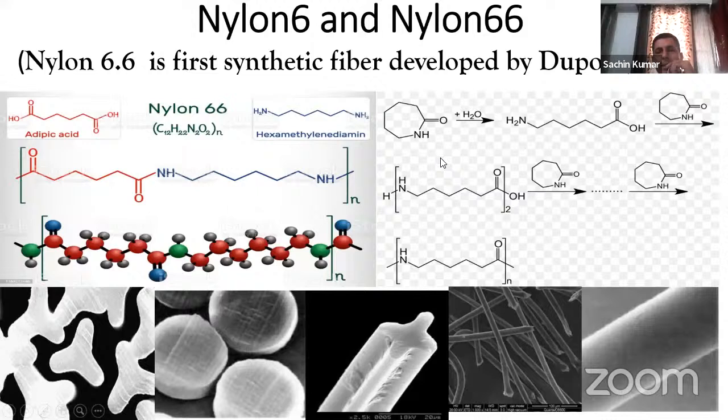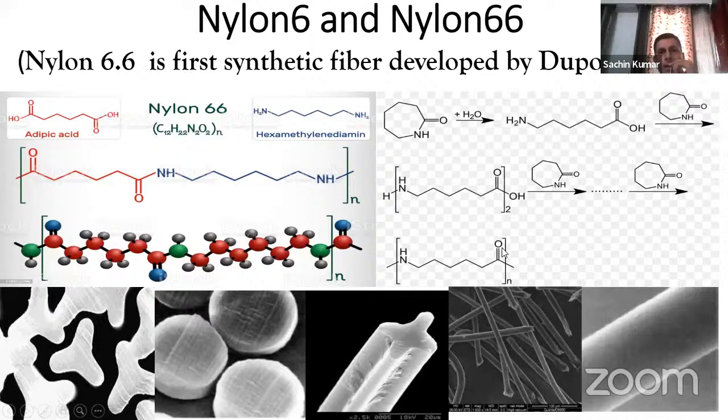Another variant of this is nylon 6. In this case, we use a monomer called caprolactam. It is a 7-member ring structure. When we put water into this, the ring opens. So in this case, we use ring-opening polymerization, and slowly and steadily add monomer. Water acts as a catalyst in this case. So we form another polyamide, nylon 6.